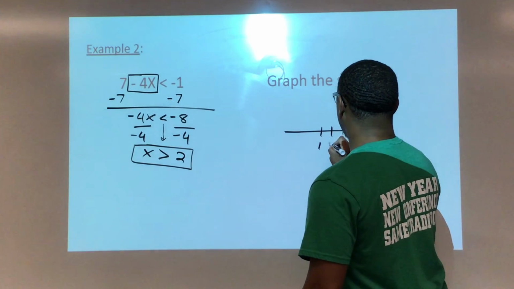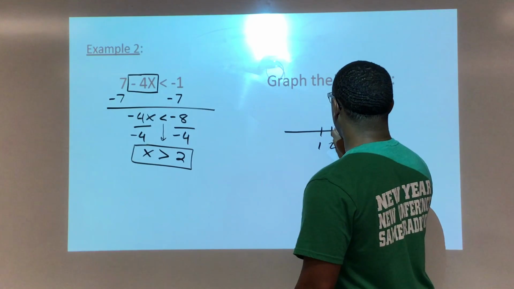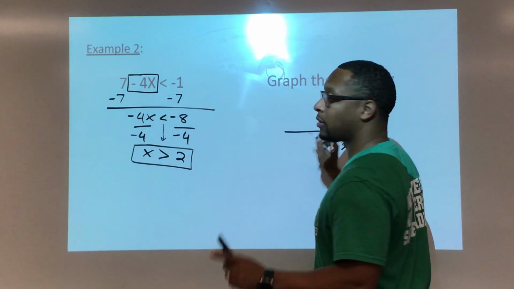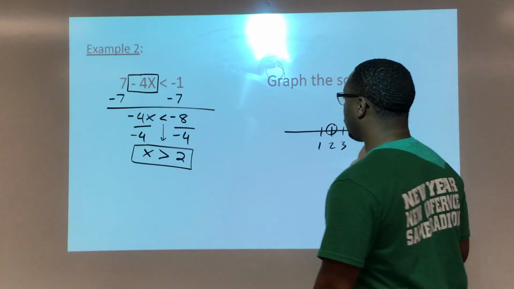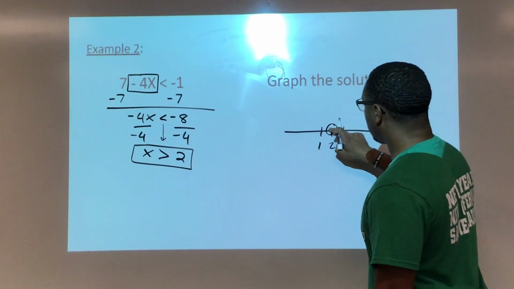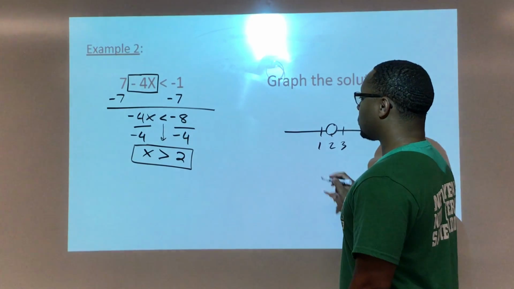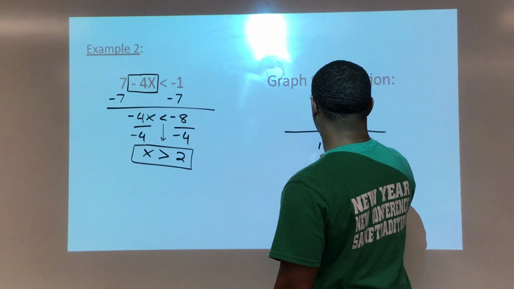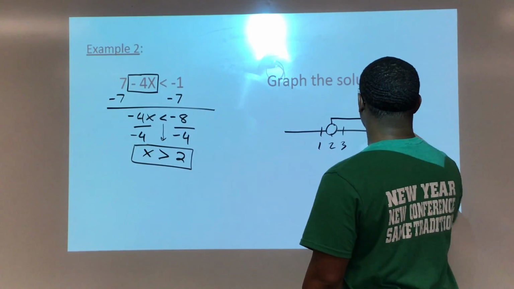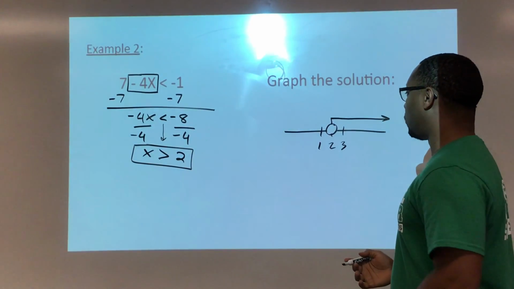We'll just say that that's 1, that's 2, that's 3. I'm looking at a closed dot or an open dot on the 2. Clear some space in here. In which direction is the arrow going to go? Well, if you look at the symbol, it tells you. So this solution is saying that x must be greater than 2.